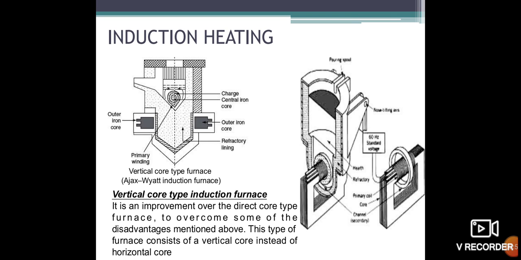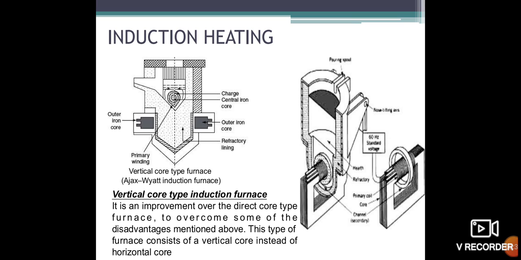Now the next one is the vertical core type furnace. The vertical core type furnace is also known as the Ajax Wyatt induction furnace. You can see the figure. It basically consists of a transformer with a horizontal core and a vertical channel for the charge. The secondary is formed by the charge itself. Comparatively better magnetic coupling between the primary and the secondary is obtained due to the V shape, so the odd shaped crucible is avoided.